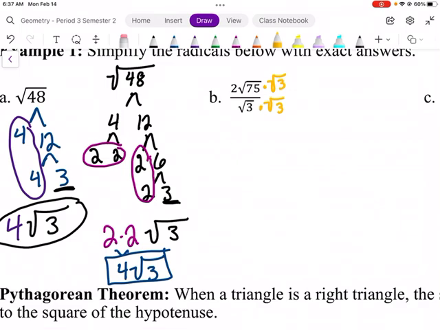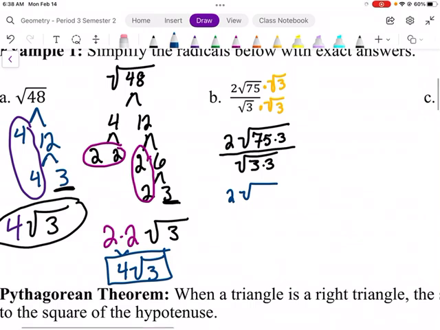So we're going to take the top times the square root of 3 and the bottom. And whenever you have two square roots being multiplied together, you are just going to multiply those two numbers underneath the square root sign. So then we'll have 2 square roots of 225 all over, and you'll notice we already have a group of two 3's. So the bottom is just going to become 3.